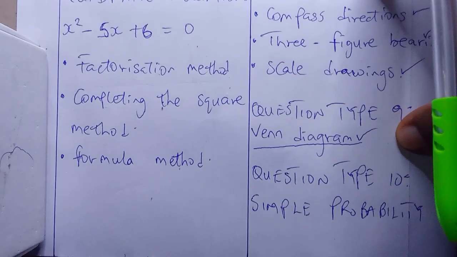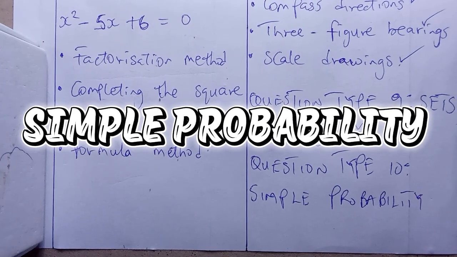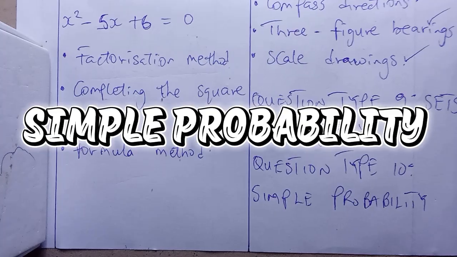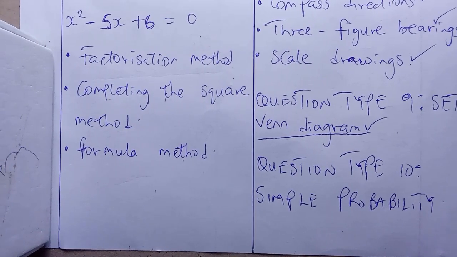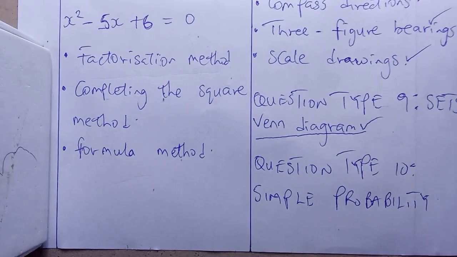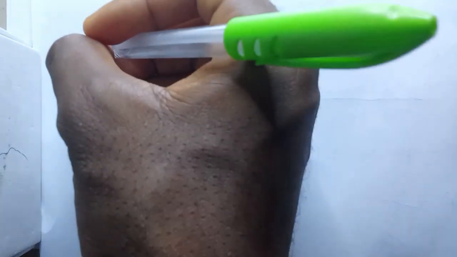Now, the last but not the least, question type 10, simple probability. This topic appears almost every year. For example, WAEC can ask you this question: a bag contains 3 red balls and 2 blue balls. Find the probability of picking a red ball. Let me solve this for you guys here in this paper. We know that they said a bag contains 3 red balls, so number of red balls equals 3, number of blue balls equals 2.